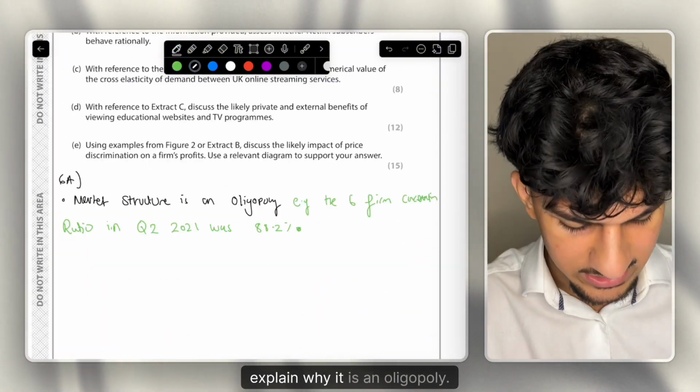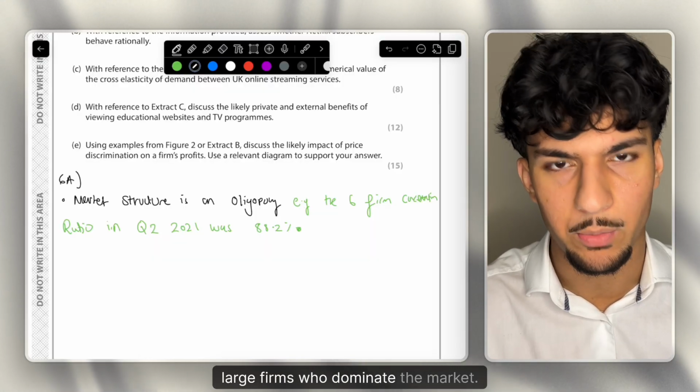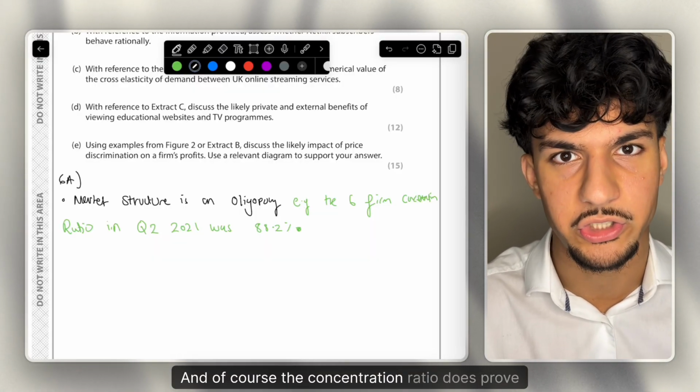And now I'm going to explain why it is an oligopoly. An oligopoly market is characterized by a few large firms who dominate the market, and of course the concentration ratio does prove that.